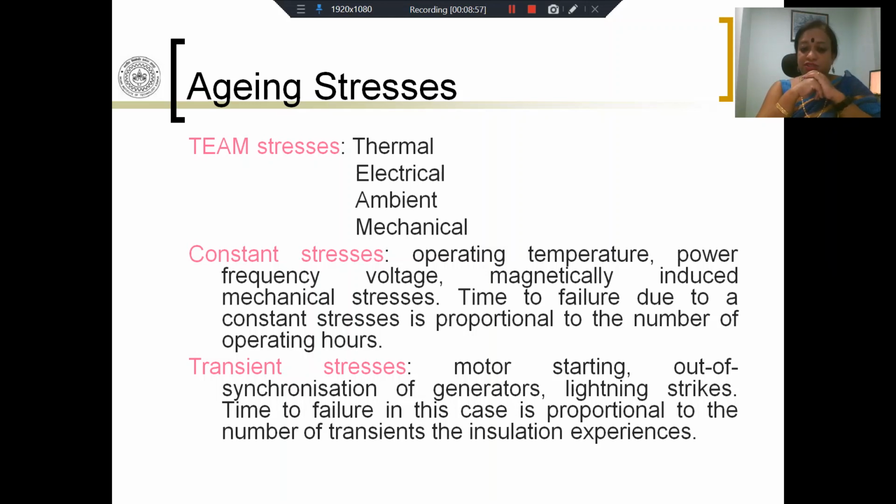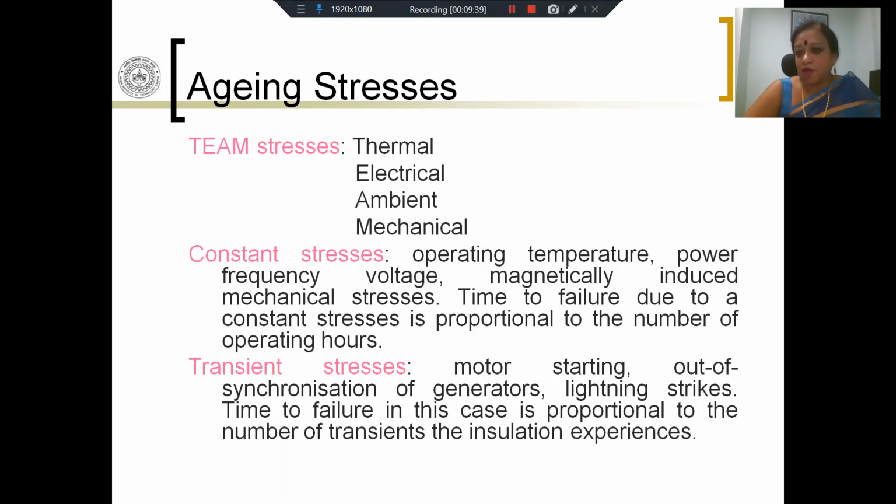But then there are the transient stresses which appear across the system due to lightning or due to switching. For example, motor starting, out of synchronization of generators, lightning strikes, and the time to failure in this case is proportional to the number of transients the insulation experiences. So you may have applied the stress for a very long number of hours, but maybe there have been no transient stresses. So in that case, the number of operating hours is not relevant. But let's say within the beginning of operation, you immediately see a large number of transients within the first hour. Then n number of transients will cause breakdown.